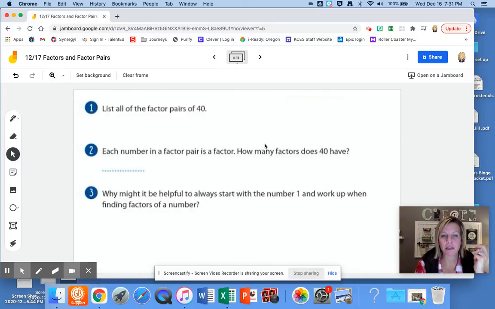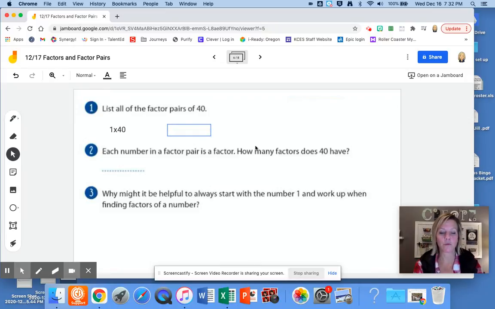So I want you to be thinking of all of those factors and factor pairs that we just came up with. And I want you to take this moment to see if you can list all the factor pairs. So when you're listing pairs, you want to say 1 times 40. That is a factor pair. So now I want you to think of the other factor pairs that we just read about in the last couple of slides. Go ahead and do that now.